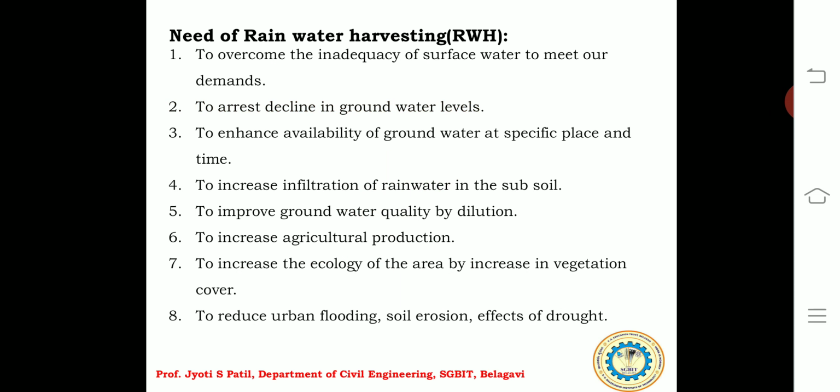We need to plan in such a way that water which is harvested is taken down to a larger depth so that we can recharge the groundwater table and take this water into the deeper layer. Other needs are to improve groundwater quality by dilution, to increase agricultural production, to increase the ecology of the area by increasing vegetation cover, to reduce urban flooding, soil erosion and effects of drought. Because in order to overcome all these problems, we need rainwater harvesting.